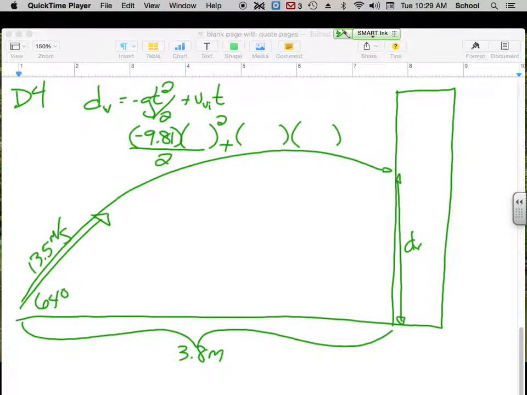Okay. So what we're going to do is we're going to take this and break it into a triangle. Over here, of course, we're going to use sine of 64 times 13.5, and over here we're going to use cosine of 64 times 13.5, because that's the way we break these things up. The calculator, of course, has to be in degrees. And that gives me 5.9.